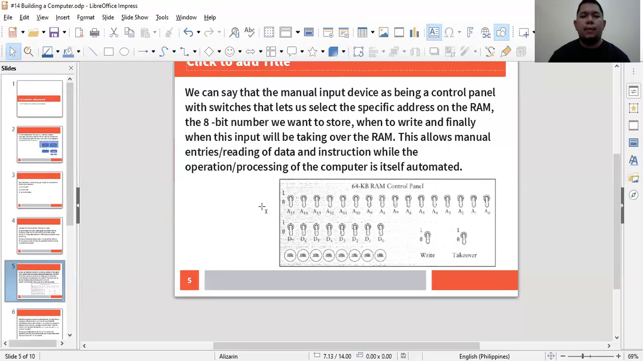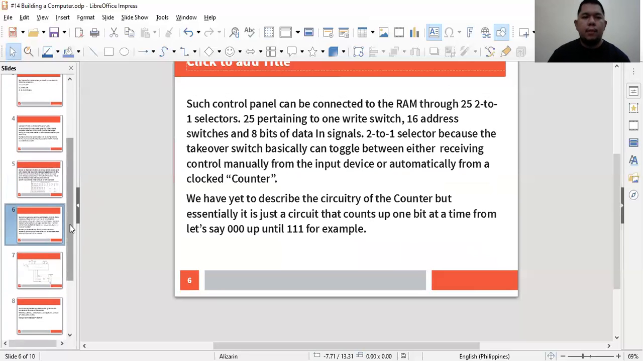Instead of every time we need an input, we enter the values one by one. In this scenario, we use the control panel to enter a set of values into the RAM. For example, again, 100 numbers in total. Such control panel can be connected to the RAM through 25 2-to-1 selectors. Okay, 25 pertaining to one write switch, 16 address switches, and 8 bits of data in signals.